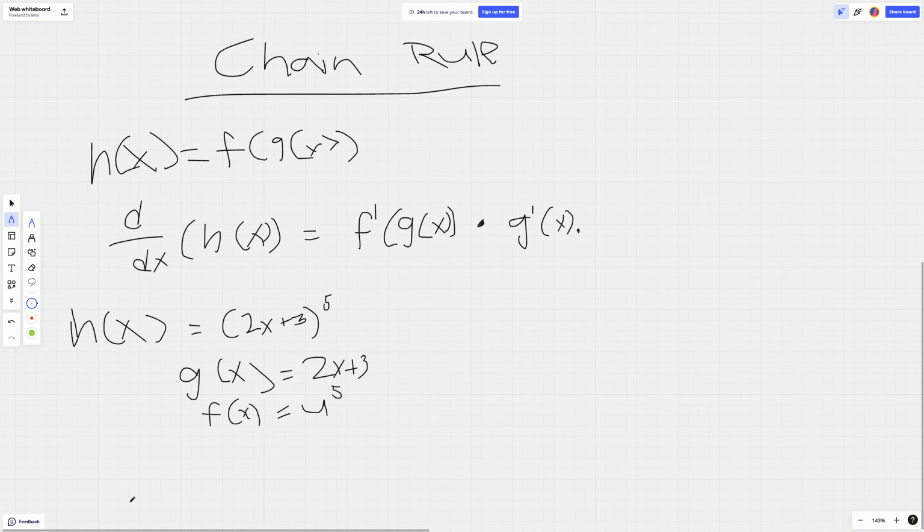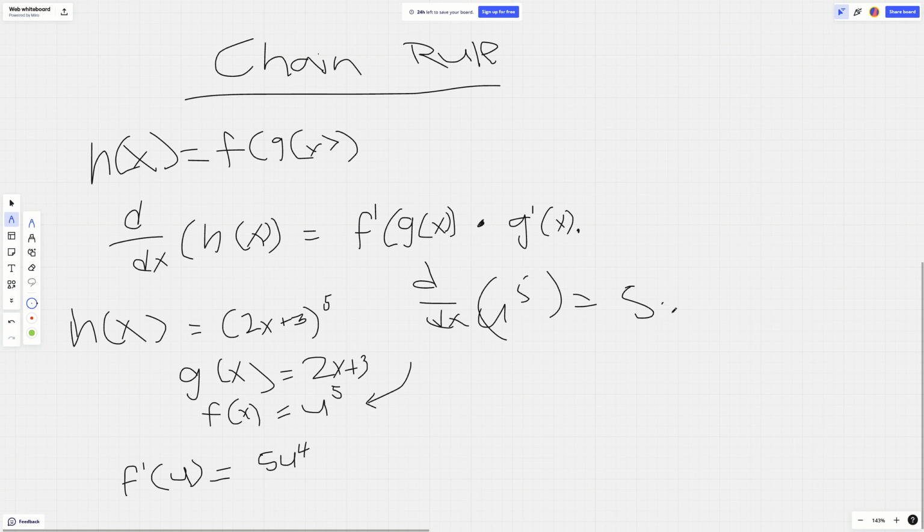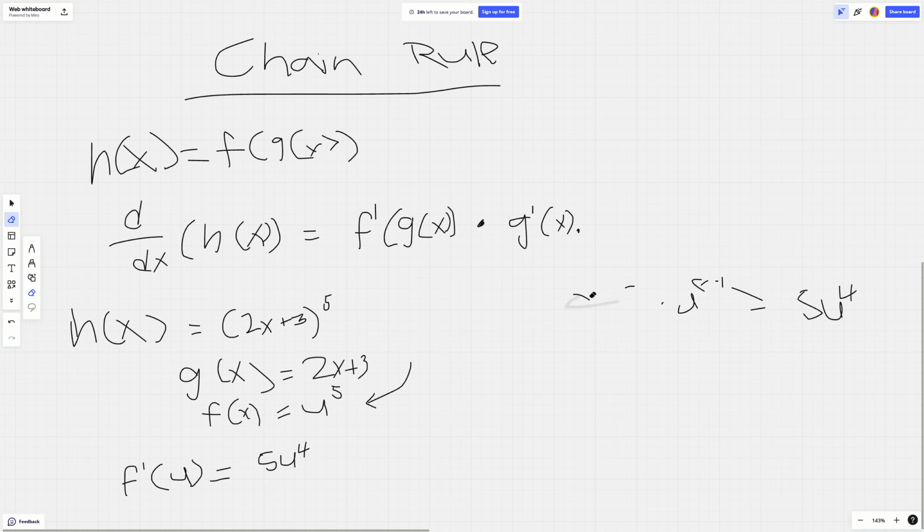Okay, so what is f prime of u? Pretty straightforward. It's simply equal to 5u to the power of 4. Why is that? We're simply applying our power rule to u to the 5th power. So d over du of u to the 5th is equal to 5 times u to the 5 minus 1, which is equal to 5 times u to the 4th power. I kind of rushed through that, but that's what it's equal to. Let me erase that now for some more space.